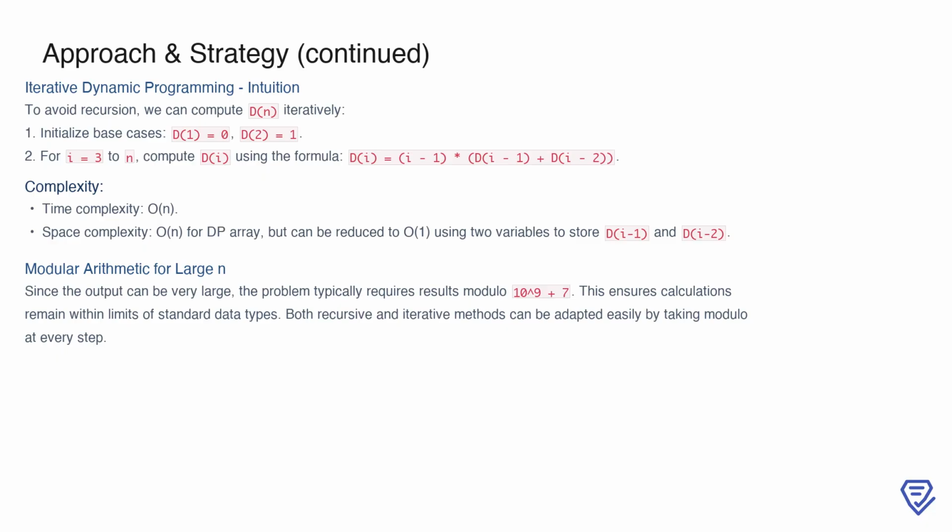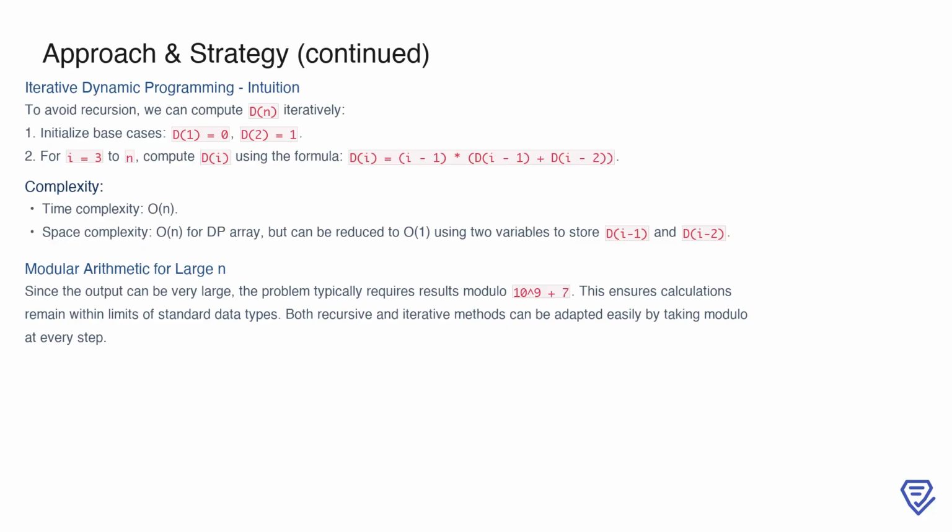In terms of complexity, the iterative method also runs in O(n) time, but the space complexity can be reduced from O(n) to O(1) by maintaining only two variables to store the values of d(i-1) and d(i-2). Additionally, for large values of n, the result can become very large, so we use modular arithmetic to ensure that calculations remain within a manageable range.